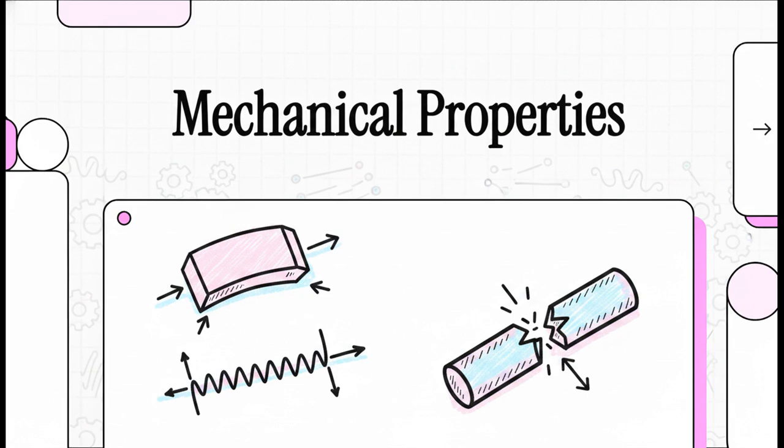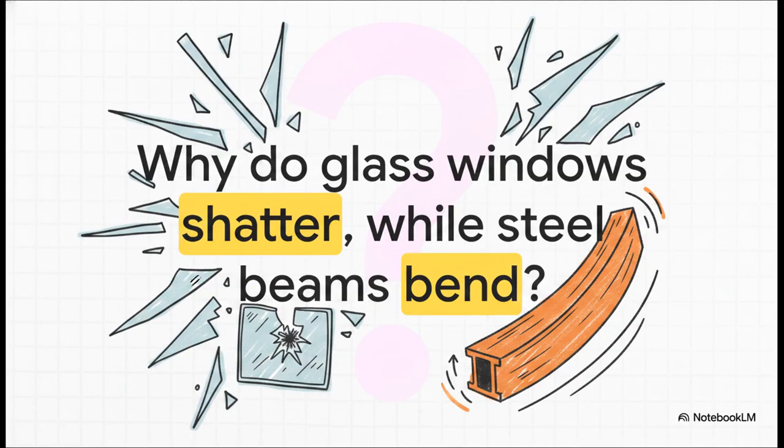So today, we're taking a stress test journey into the mechanical properties of our world. It really all starts with a simple, everyday question. Have you ever wondered why a glass window will shatter into a million pieces the second it takes a hard impact, but a massive steel beam can bend and flex under immense weight without snapping? Well, the answers don't just lie in the materials themselves, but in the hidden physical rules and mechanical properties that govern basically every object we interact with.